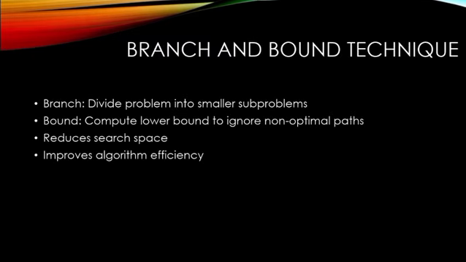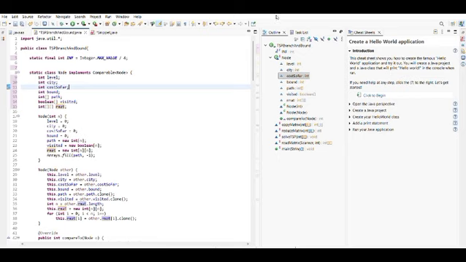To solve this problem efficiently, we use the branch and bound technique. Branch and bound is an optimization method that divides the problem into smaller subproblems. Now we move to the program.